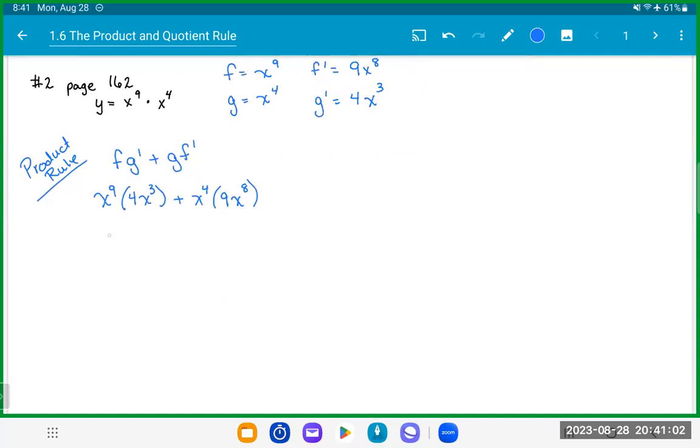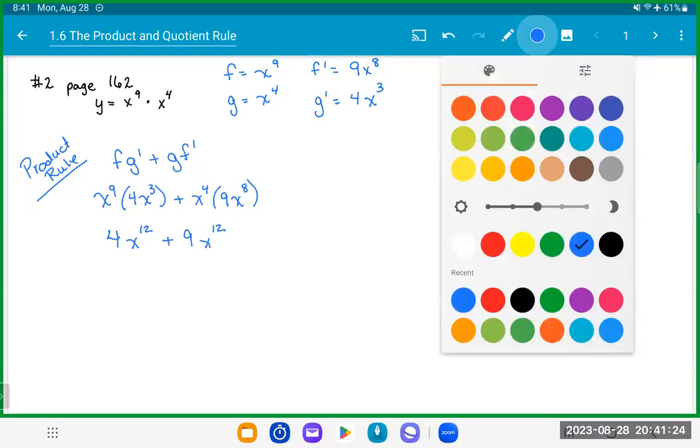So this gives me 4. This is x to the 9 plus 3, right? So that is x to the 12. Plus 9, x to the 4 plus 8, that is also 12.